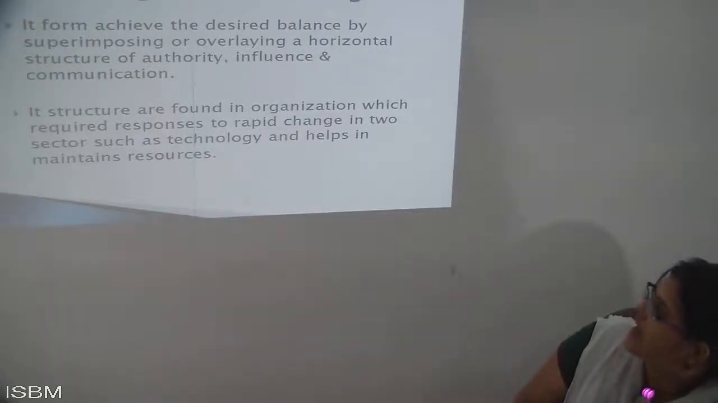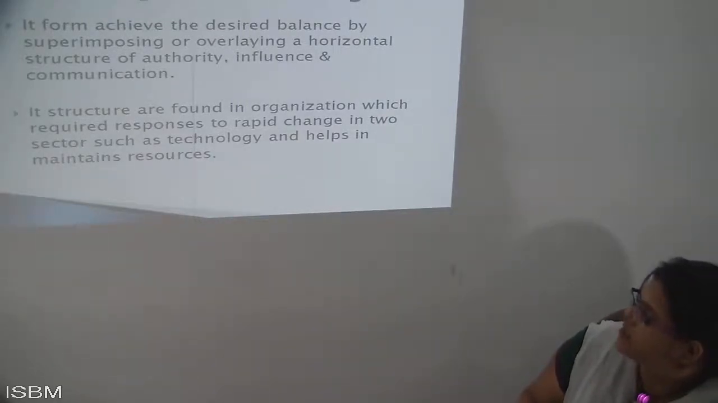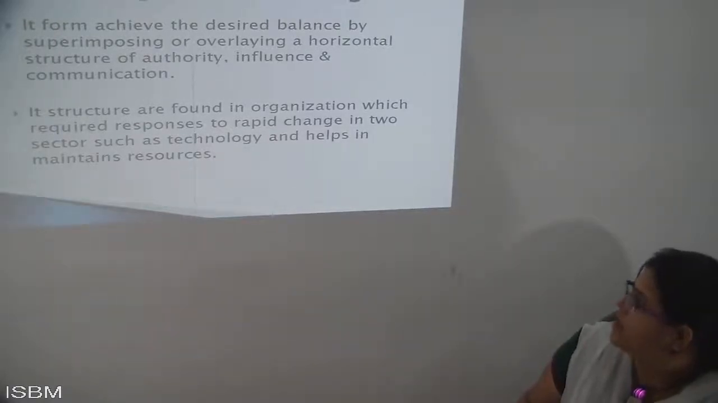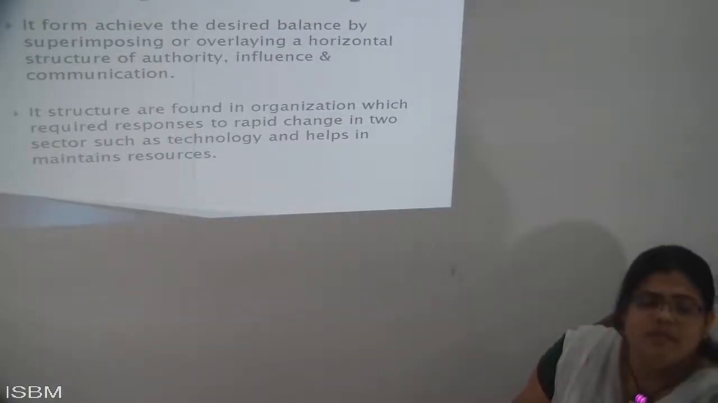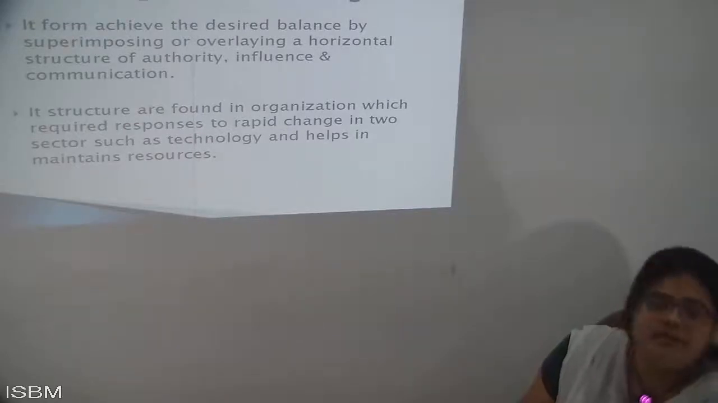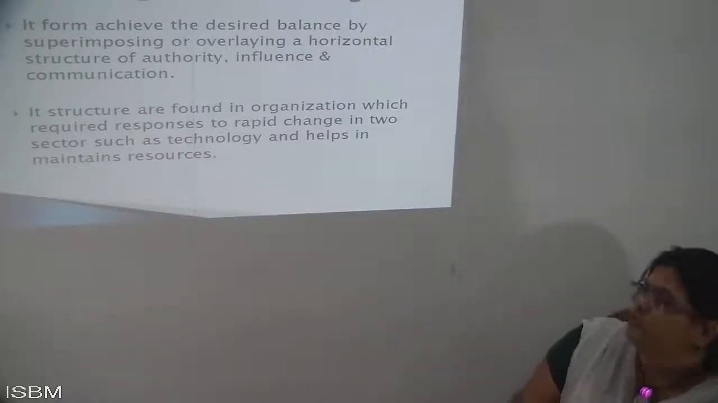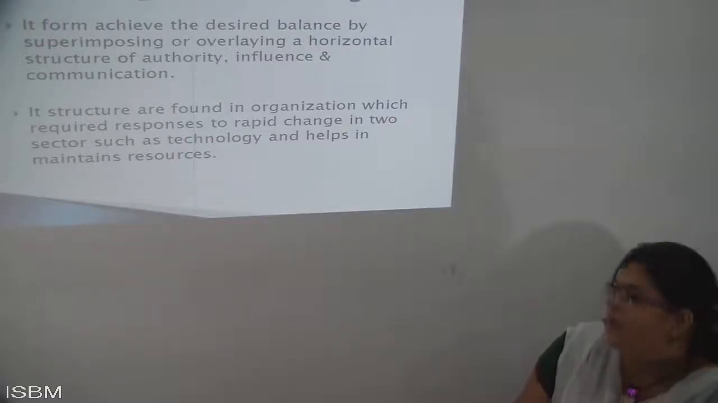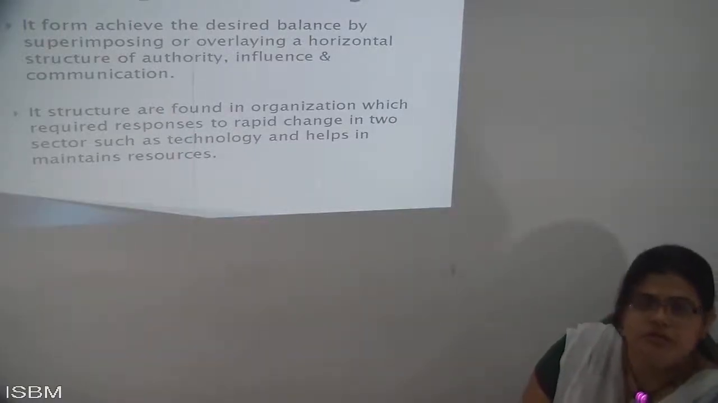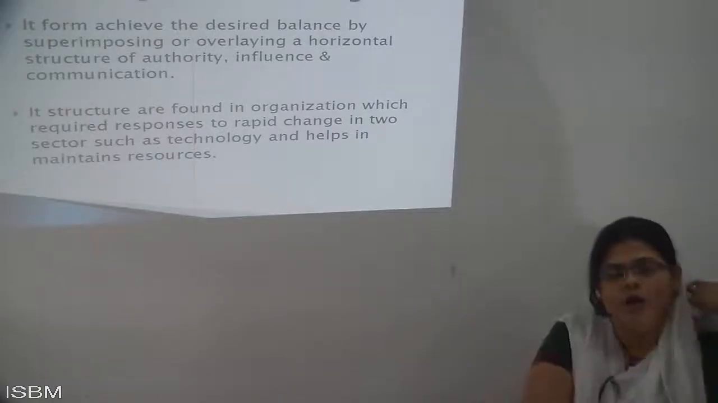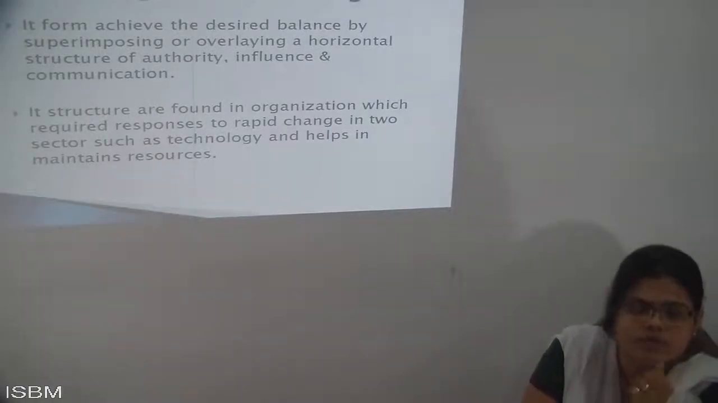It forms and achieves the desired balance by superimposing or overlying a horizontal structure of authority, influence and communication. These structures are found in organizations which require responses to rapid change in two sectors, such as technology, and help to maintain the resources. So the matrix organization relates to two things: first, technology, and next, resources. With the help of these two terms you design each and every organization.